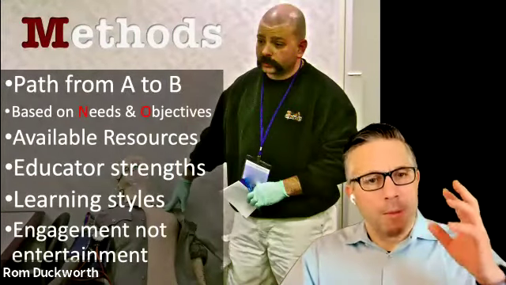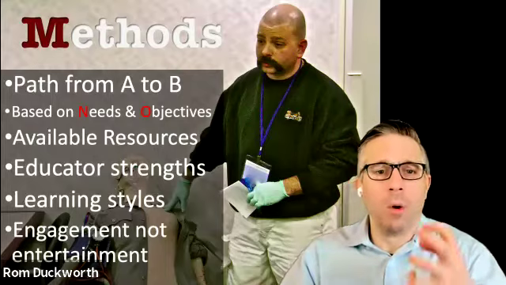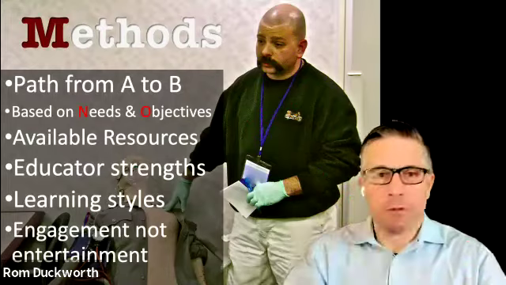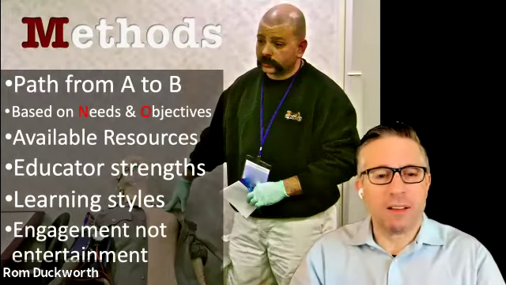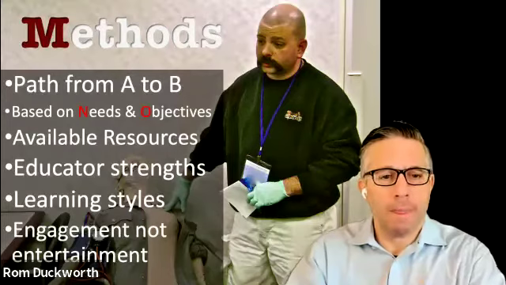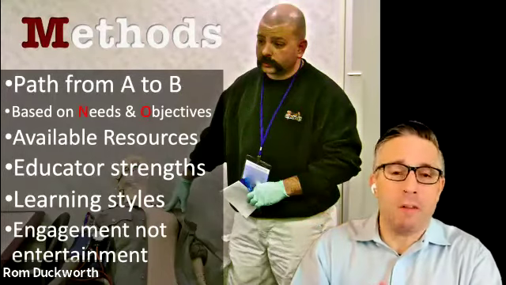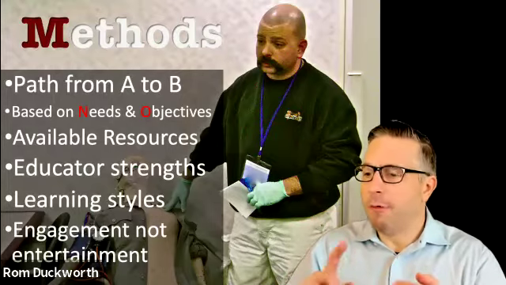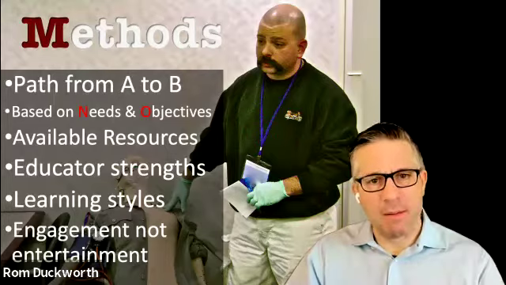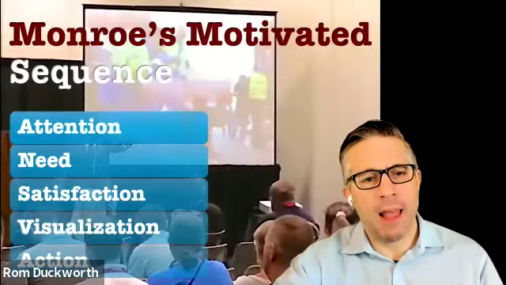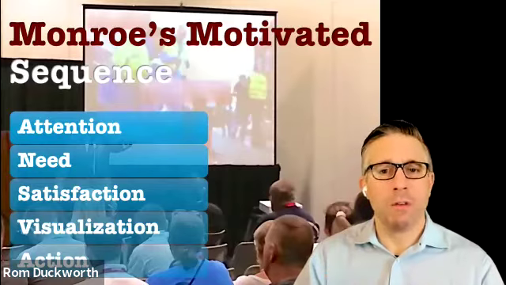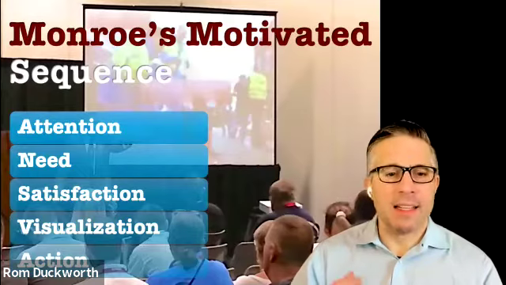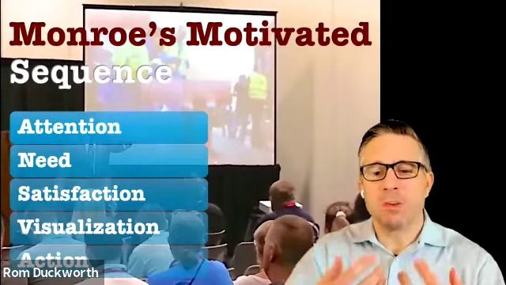we move from objectives to the core of what we're going to do, our teaching methods. This is our path from A to B, from the needs to the objectives, so we can achieve our goal. It's going to be based on available resources that we have, your strengths, learning styles, focusing on engagement, not entertainment. And there's a man named Alan Monroe from Purdue University. He came up with this thing called Monroe's motivated sequence. And the idea is to help your students engage better with the materials.